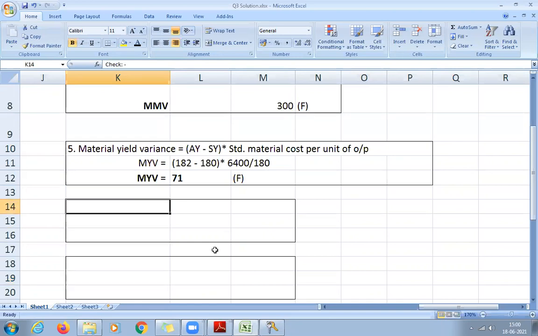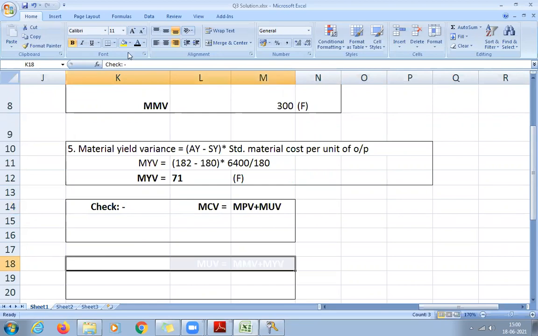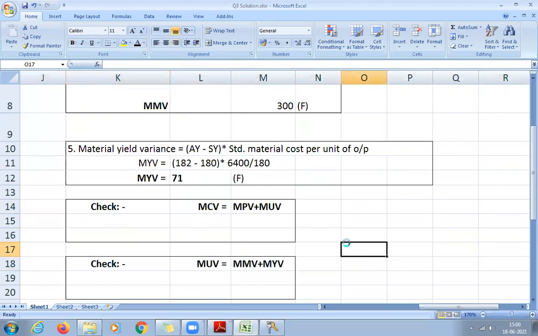So we have to check whether whatever we have done is right or wrong. This morning I told you how to check it. Material cost variance should be equal to material price variance plus material usage variance. This is one way of checking. Another check, since we have done all five, is to check the sub-variances of usage variance. Material usage variance should be equal to material mix variance plus material yield variance. You have to do these two checks to verify whether your calculation is right or wrong.